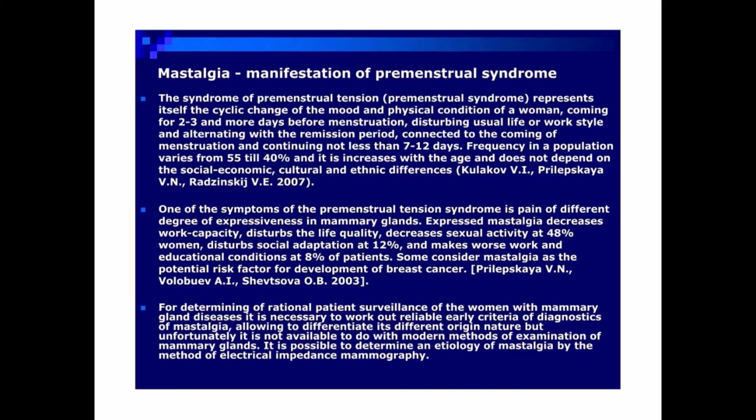The syndrome of premenstrual tension, premenstrual syndrome, represents a cyclic change of the mood and physical condition of a woman, coming 2 to 3 or more days before menstruation, disturbing usual life or work style, alternating with the remission period connected to the coming of menstruation, and continuing not less than 7 to 12 days. Frequency in a population varies from 55 to 40%, increases with age, and does not depend on social, economic, cultural, and ethnic differences.